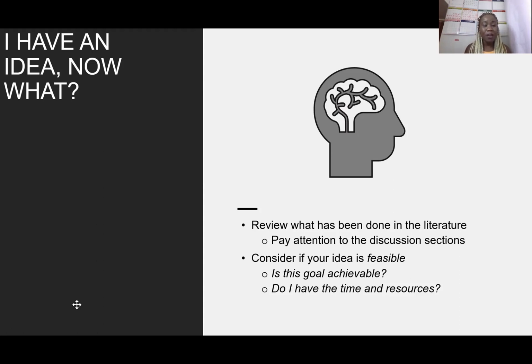All right, so consider if your idea is feasible. Is this achievable? Can I study, let me think of something really big, can I study why Americans are not getting vaccinated during COVID? So that's like a really large subject. I think that's a bit too large, but you get what I'm saying. Do I have the time and the resources and so on? How can I do this with what I have?